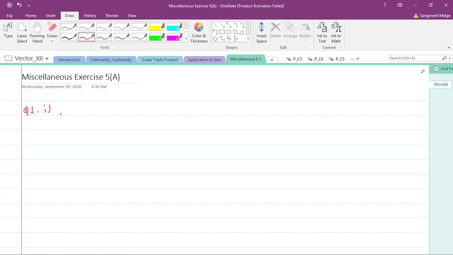Show that the following points are collinear.